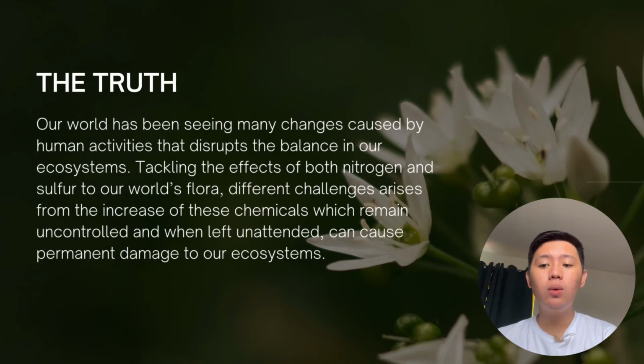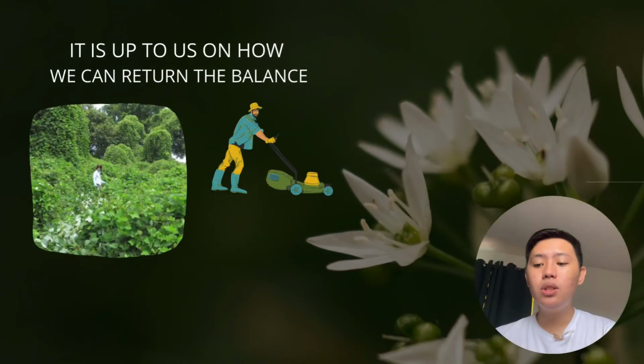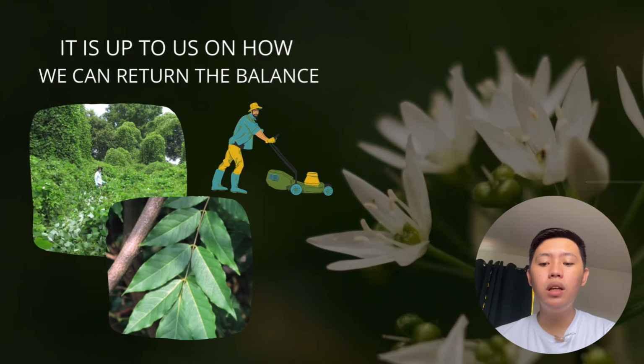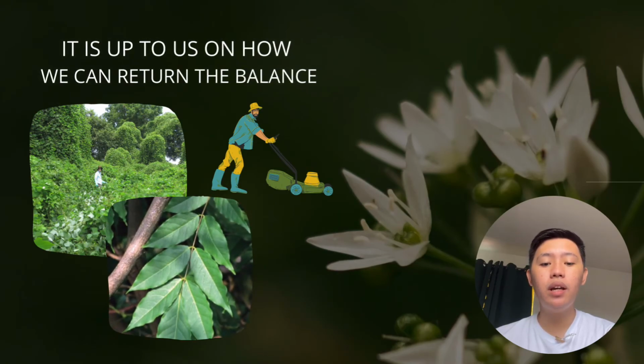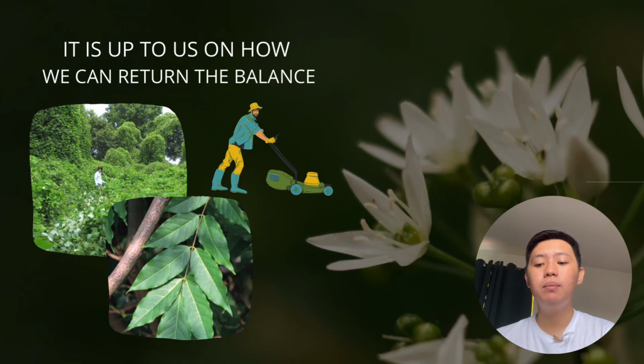As we progress, our world has been seeing many changes caused by human activities that disrupt the balance in our ecosystems. This balance is crucial to maintain the flow of life of both abiotic and biotic factors of each ecosystem. Tackling the effects of both nitrogen and sulfur on our world's flora, different challenges arise from the increase of these chemicals, which remain uncontrolled and, when left unattended, can cause permanent damage to our ecosystems. Having this issue in our hands, it is up to us to return the balance and avoid catastrophic events that can change our ecosystems forever.